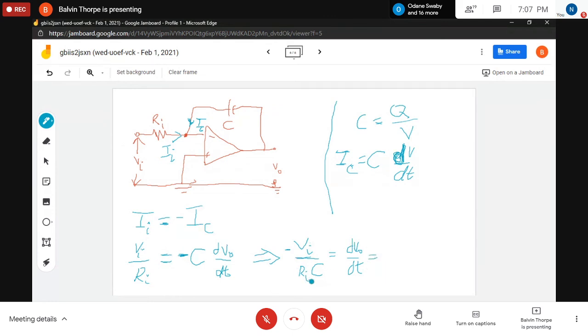So if we integrate both sides with respect to t, the output voltage with respect to time is going to equal minus the integral of VI over RI times C, because those are constant. The only thing that's changing is the voltage with respect to time. So it's going to be minus 1 over RI times C, times the integral of VI with respect to T.